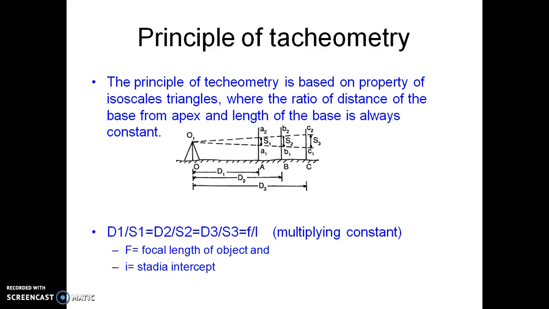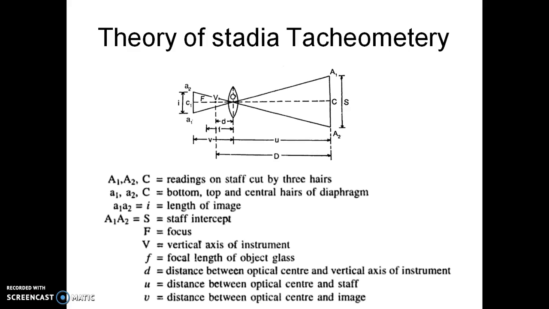If the instrument is also fitted with the analytic lens, we can be sure that the additive constant will become 0. The only one available will be the multiplicative constant, which is the ratio of the focal length of the object glass and the stadia intercept i. This is the overall concept of stadia tacheometry.